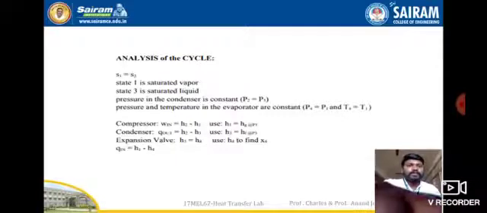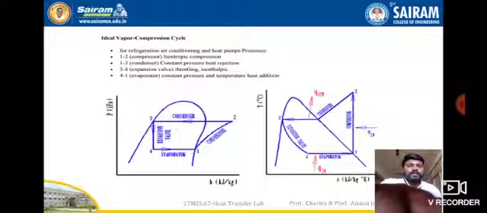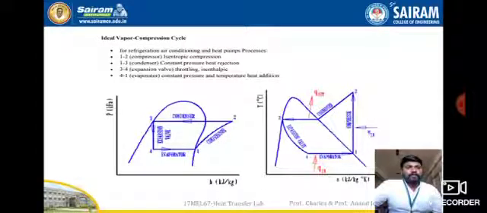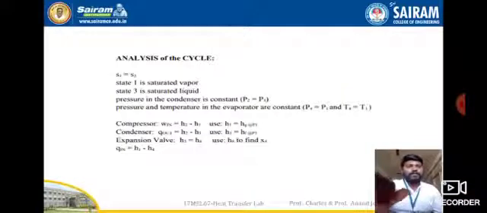P2 is equal to P3, and P4 is equal to P1, and S1 is equal to S2. So these three things we have to see carefully. In the 1 to 2 process, S1 is equal to S2, in the 2 to 3 process, P2 is equal to P3, and in the 4 to 1 process, P4 is equal to P1, right?